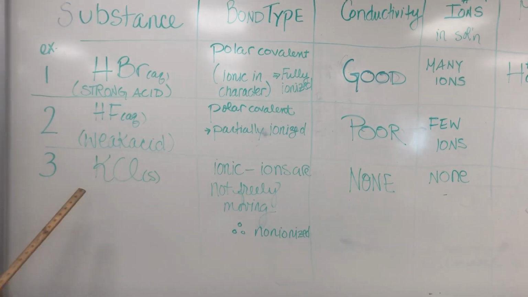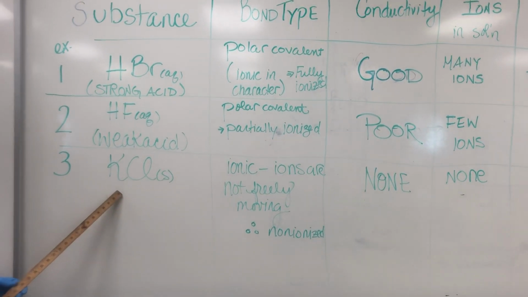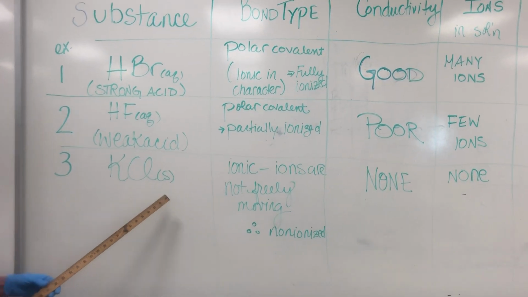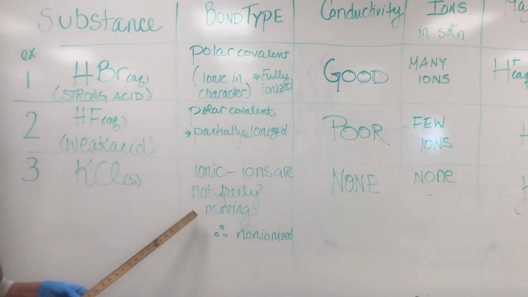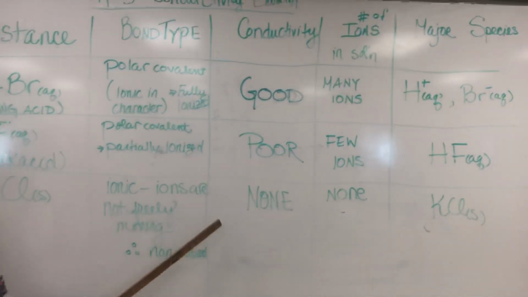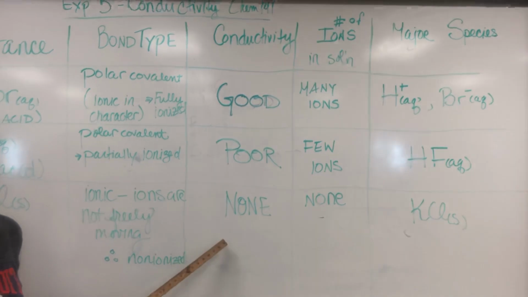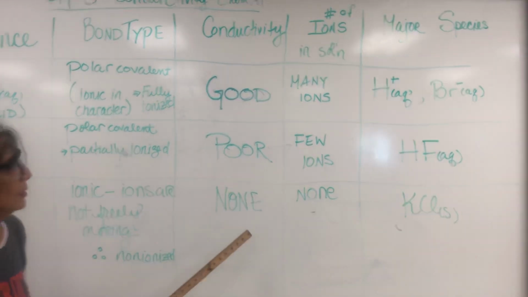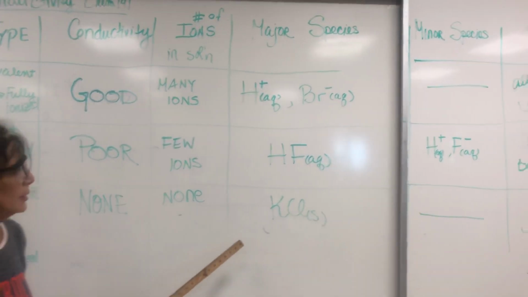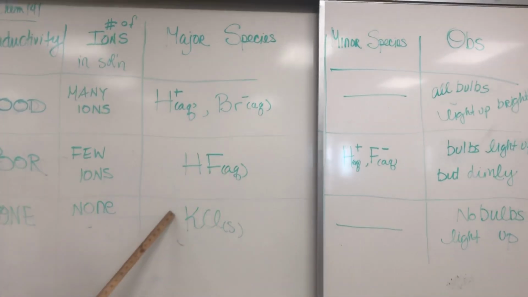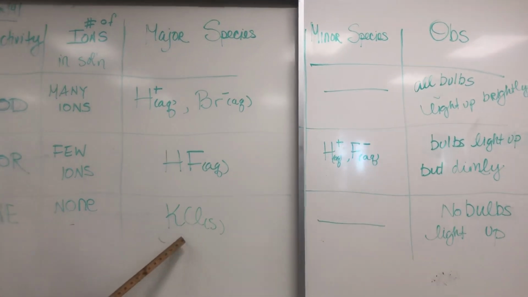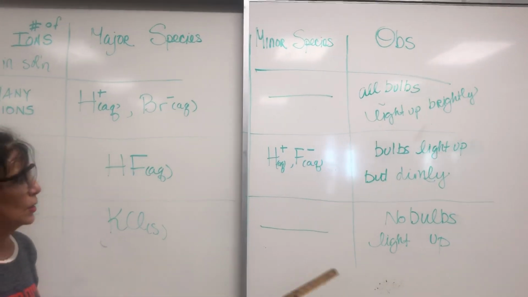And our last example is, even though potassium chloride is ionic, if it's in the solid form, there's no freely moving ions, so it's non-ionized. So we'll see no bulbs light up. There are no freely moving ions. The major species is the whole formula of KCl, formula unit, potassium chloride. No minors, no bulbs.